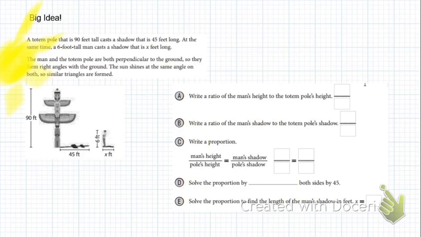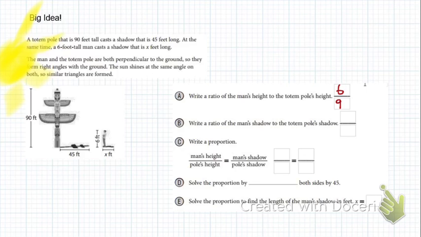We're trying to figure out how big is the shadow of the man. This is a classic use of proportions. We know we could have the same ratios because we have the same type of shadow. So write a ratio of the man's height to the totem pole height. The man's height is 6 feet, and the totem pole's height is 90 feet, right?